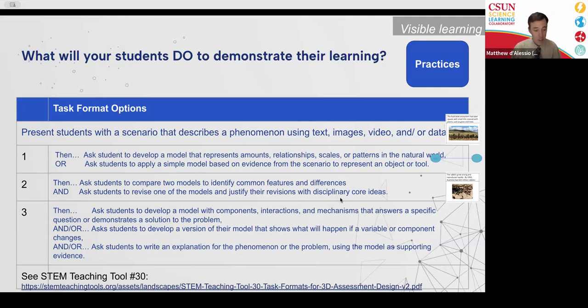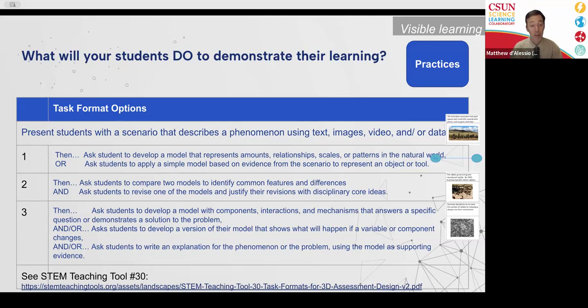Then step 3 here is ask students to write an explanation for the phenomenon or problem using the model as supporting evidence. And that's where we built on that to really look at, or maybe it was, ask students to develop a model with components and interaction mechanisms that answers a specific question about the dead rabbits. So you can see that we build up in all the different stages that we did during our rabbit assessment. There's a method to that.